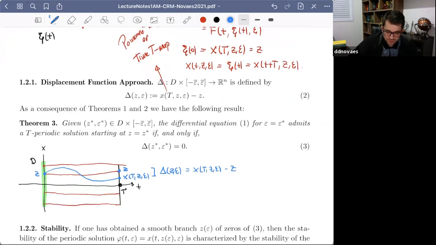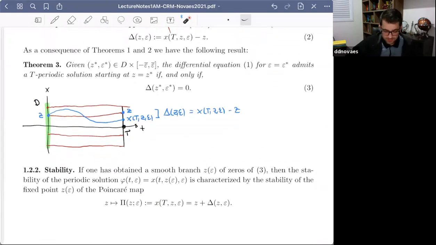So with the displacement function, I can associate periodic solutions of a differential equation with zeros of a function. Then it could be simpler to investigate. Instead of looking for periodic solutions of a differential equation, which we know is a hard task, we can now study zeros of a function.